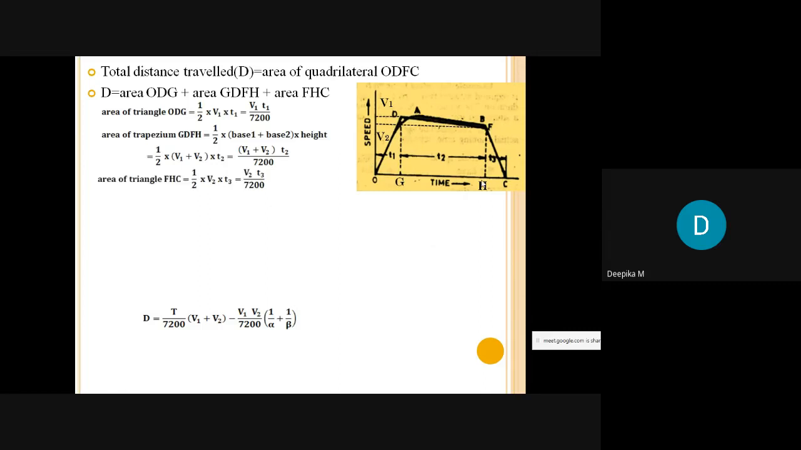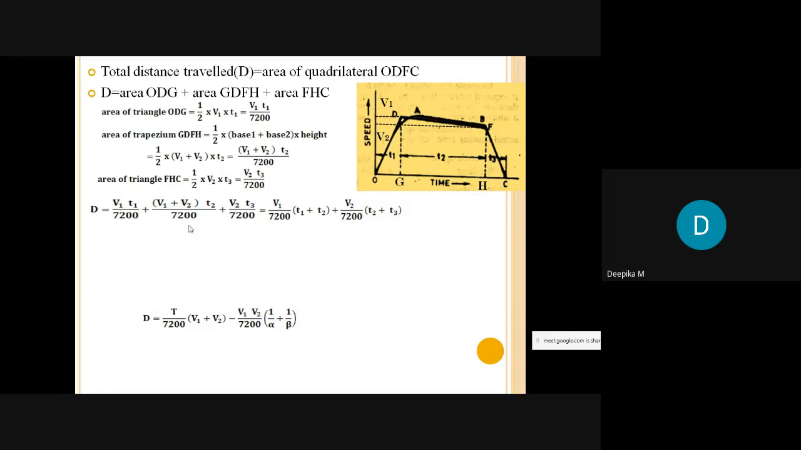Area of triangle FSC is again half into base into height, half into V2 into T3, that is V2 into T3 divided by 7200. So therefore D is nothing but adding of all these areas. Now you can see here, I'll be splitting this term. If I split this term, it is V1 by 7200 plus V1 into T2 divided by 7200 plus V2 into T2 by 7200.